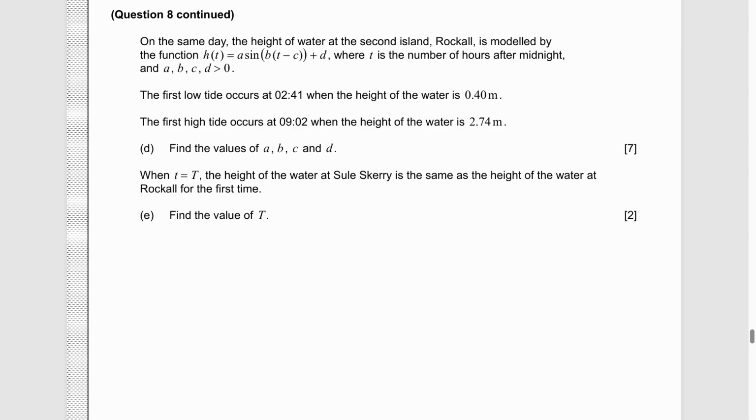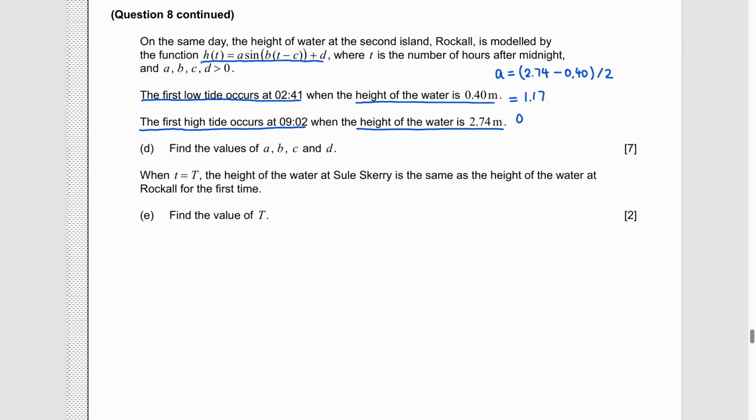Next, we have another function written as small letter h. The lowest value of h is 0.4, which occurs at 2 hours 41 minutes. And the highest value is 2.74, which occurs at 9 hours 2 minutes. We want to find the parameters a, b, c, and d in the expression of h. The value of a is the amplitude, which is the highest value minus the lowest value, divided by 2.